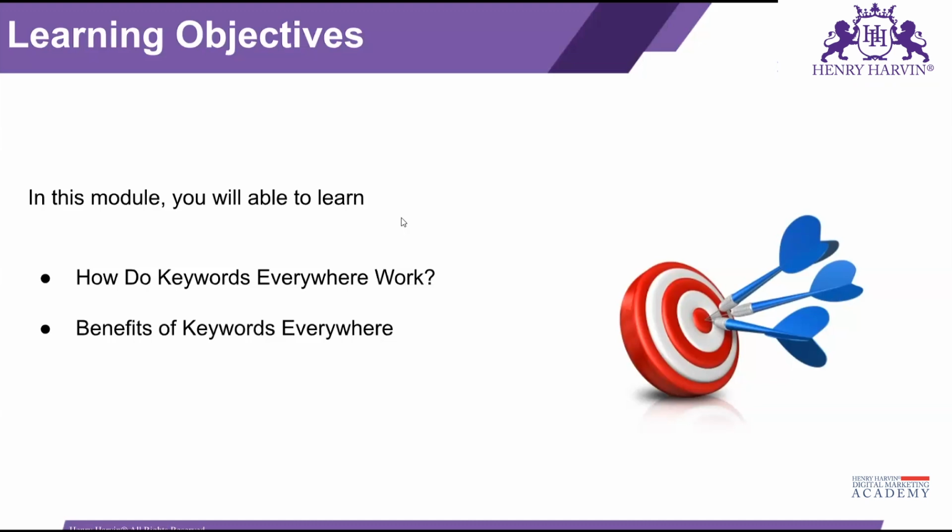Keywords, how we can understand what type of keyword we should mention. For that, we use Keyword Everywhere. What is Keyword Everywhere? It is a tool. It is a Google Chrome extension that we can use in our Google Chrome, so that we can understand what type of keyword is relevant for our industry.